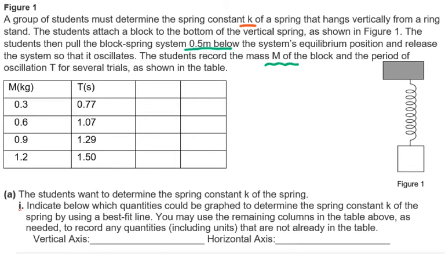I'm going to write the formula for the period depending on the mass. The period of this spring is equal to 2 pi times the square root of m over k. I have to manipulate this formula and rewrite it in terms of y equals mx, and I don't have to say plus b because I don't have another constant here. So I'm going to do some work here.